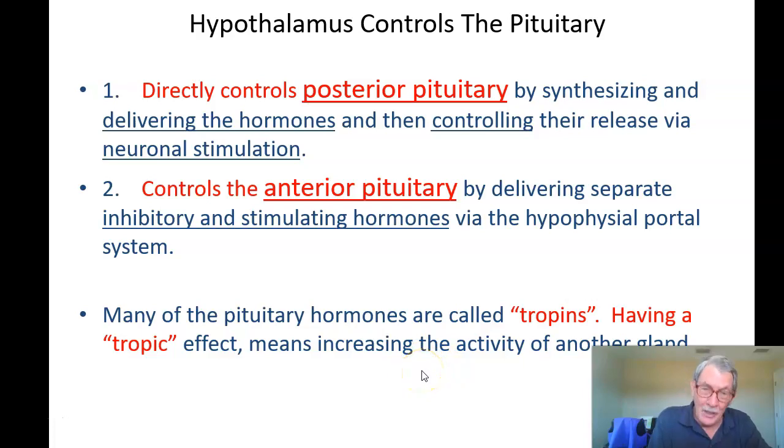Thyroid stimulating hormone stimulates the thyroid gland. So it's called thyrotropin. It's a tropic hormone for the thyroid gland. Thyrotropin, thyroid stimulating hormone.